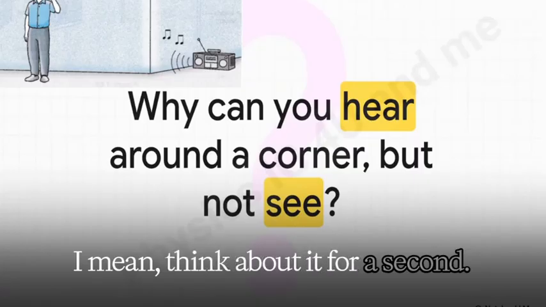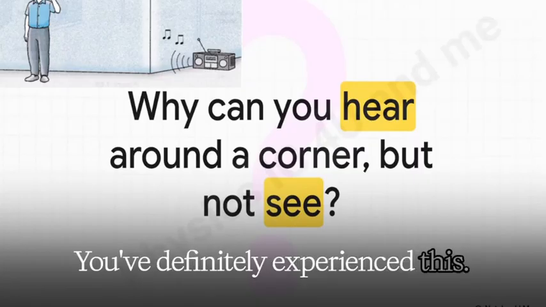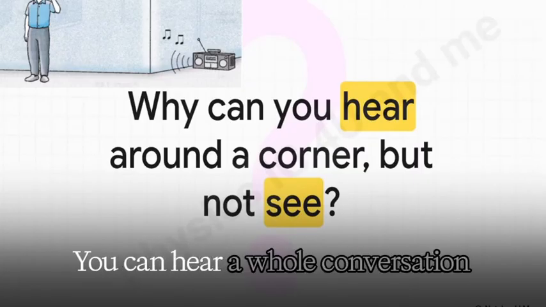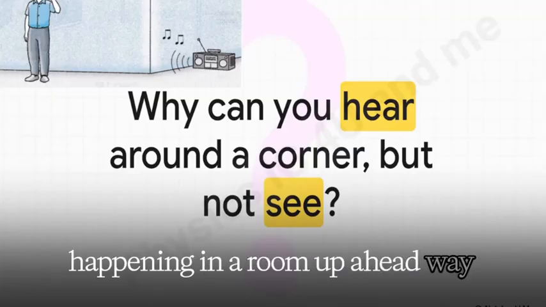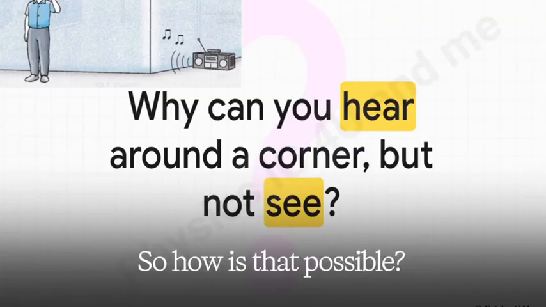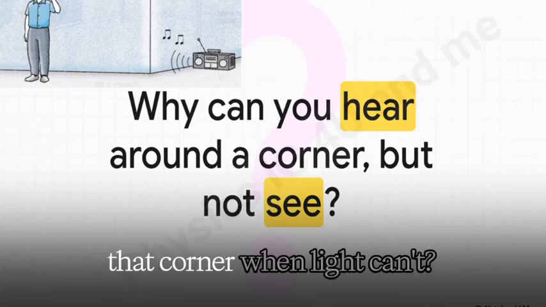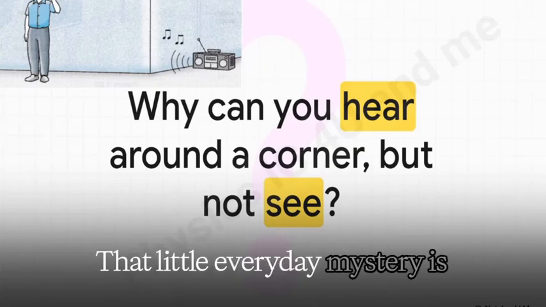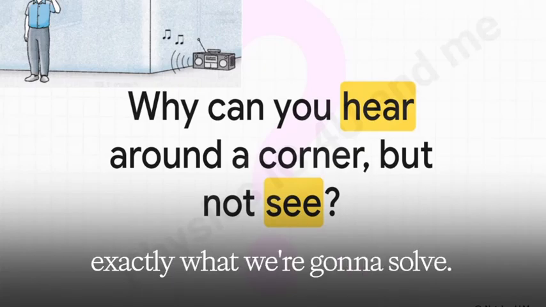I mean, think about it for a second. You've definitely experienced this. You're walking down a hallway, you can hear a whole conversation happening in a room up ahead, way before you can actually see who's talking. So, how is that possible? How can sound get around that corner when light can't? That little everyday mystery is exactly what we're going to solve.